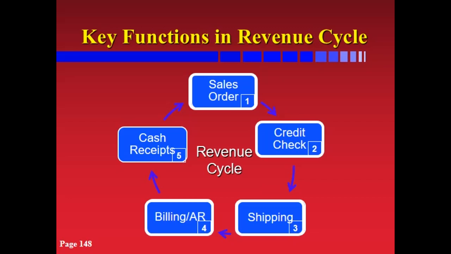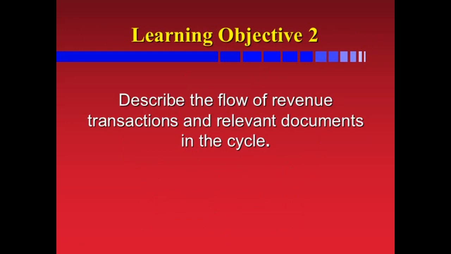Normally, a 30-day credit is given. After this 30-day credit is up, payment is due, and the customer is required to make a payment to the business. It is important to note that in a credit sale, there is usually a time lag between the billing and the cash receipt from the customer. Hence, we will split the revenue cycle into two phases for better understanding: sales order processing, which will include sales order all the way to billing and AR, and cash receipts on its own. Let's look at the flow of revenue transactions and some relevant documents in this cycle.